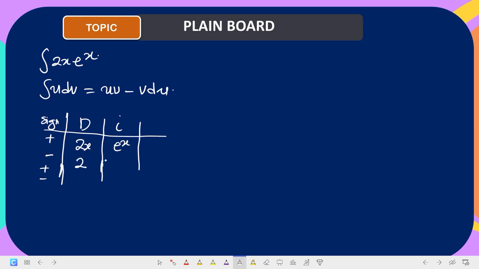To give us 2. Integrate e raised to the power of x, it will also give us e raised to the power of x. Now if you differentiate 2, what will it give to you? 0. E raised to the power of x, it will also give us e raised to the power of x.